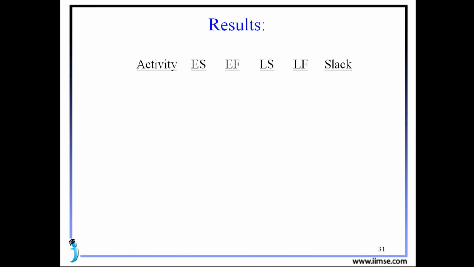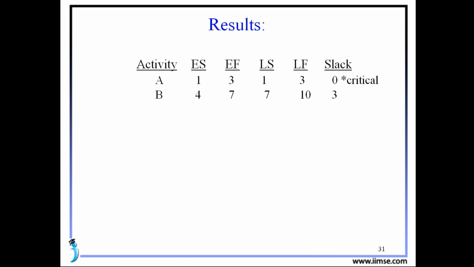From this actually how we get the results. Just see here, actually what we required. First we know the activity name, and for that we should get early start, early finish, late start, late finish, and finally slack. See here, for the A activity the early start is 1, early finish is 3, late start is 1, late finish is 3. So slack becomes 0. For the critical activities we will get the slack 0.